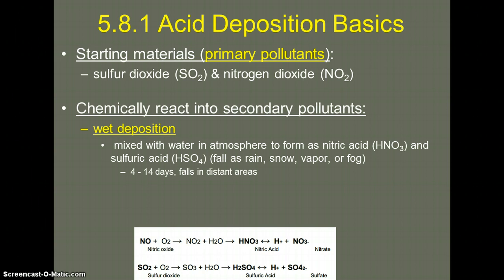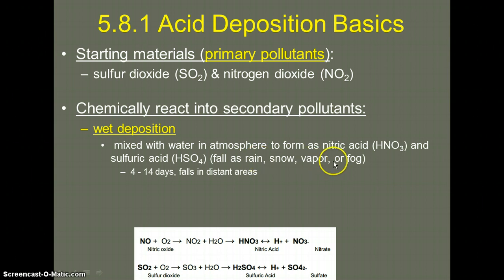So we're going to learn about 2 different types of deposition, which are wet and dry. Let's start with wet. Wet means, well, wet, related to water, right? So these things, SOx and NOx, are going to mix with water through a chemical reaction and form 2 different types of acid. Those major types of acid are nitric acid and sulfuric acid. Those are really important. They're not in yellow, but I would really write them down. And that's going to form precipitation of many different types.